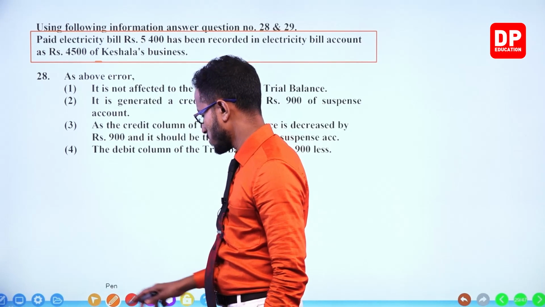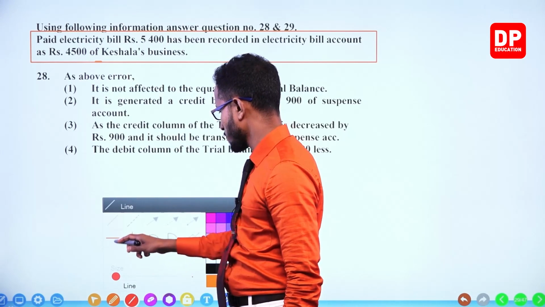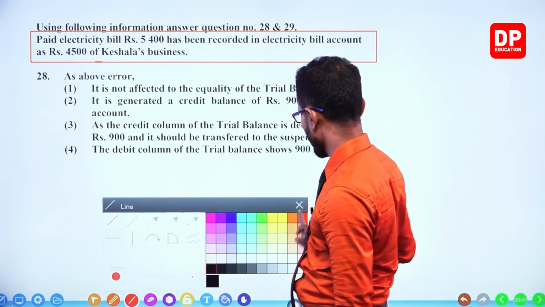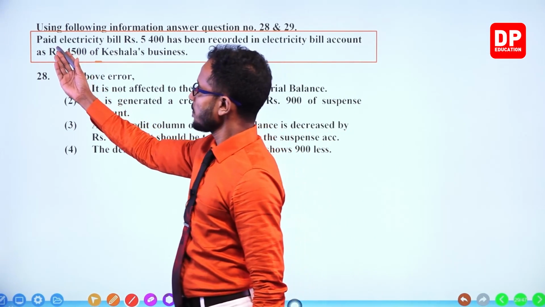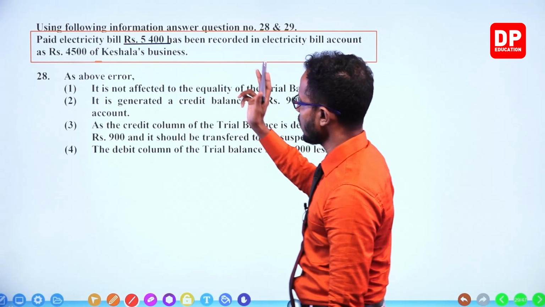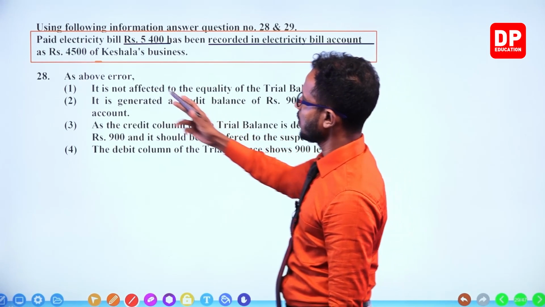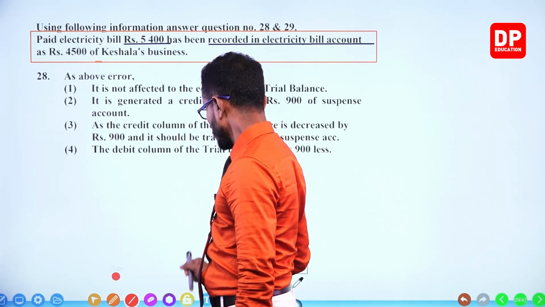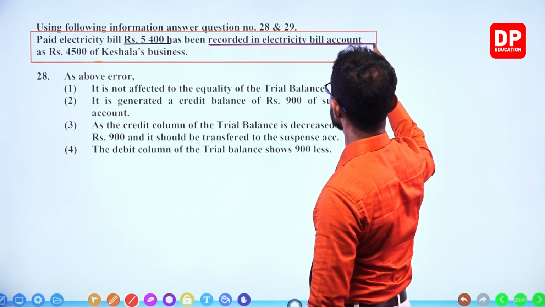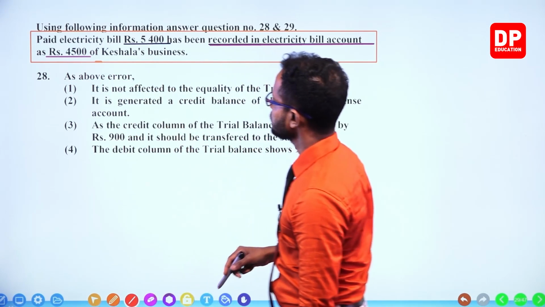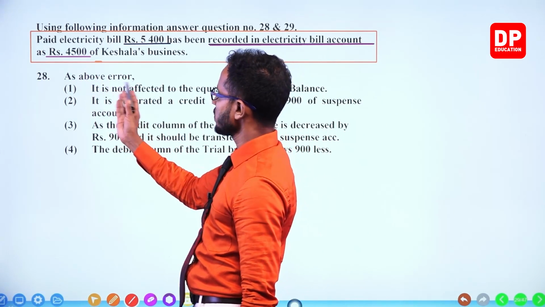Paid electricity bill 5,400 has been recorded in the electricity bill account as 4,500. That is a bit stupid, right? No, these things happen, okay? Paying 5,400 but recording 4,500. Recording 4,500 less.